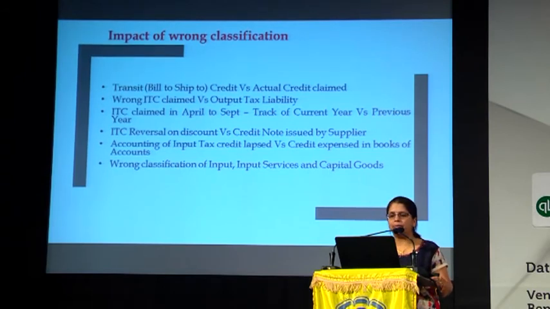ITC claimed in April to September, track of current year versus previous year. That is the way we have to keep a track of that. So it means you have to verify the books of accounts till September and track the details accordingly.